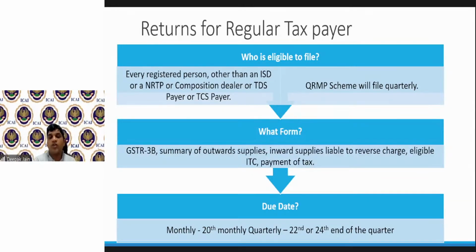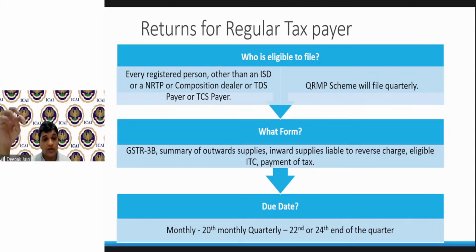A quarter means the quarter starts from April. So April, May, June is the first quarter. July, August, September is the second quarter. October to December is the third quarter, and January to March is the fourth quarter. Any person who is a quarterly filer will file his GSTR-1 or his GSTR-3B at the end of the quarter. So when we are saying 22nd or 24th, it is not 22nd or 24th of May. It is 22nd or 24th after the end of the quarter. So for April sales, they will report it in the April, May, June quarter on the 22nd or 24th of July.